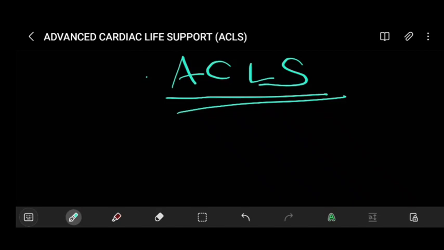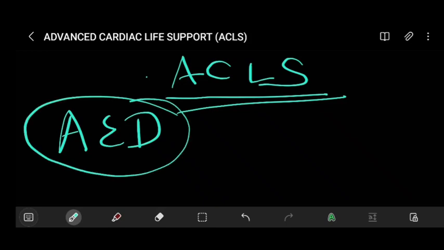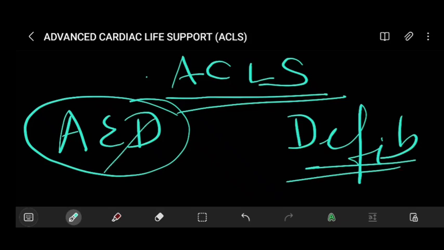In the last video we discussed BLS, and now we will talk about ACLS, Advanced Cardiac Life Support. What it is and how we will differentiate between BLS and ACLS. In case of BLS, we are using an AED, automated external defibrillator, and here we will use only a defibrillator. What is the difference? It is machine made.